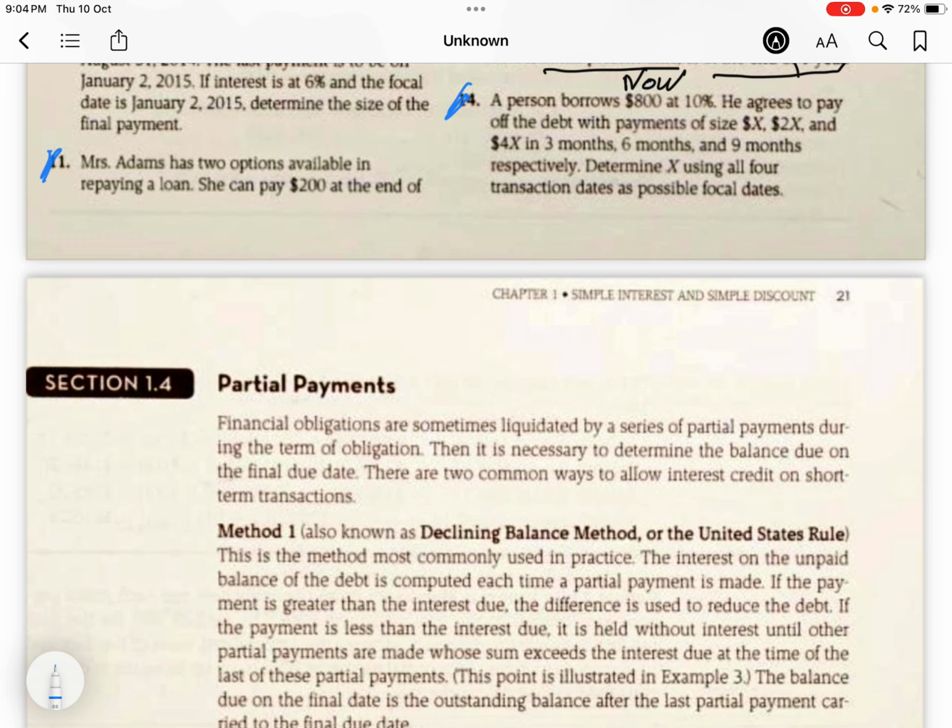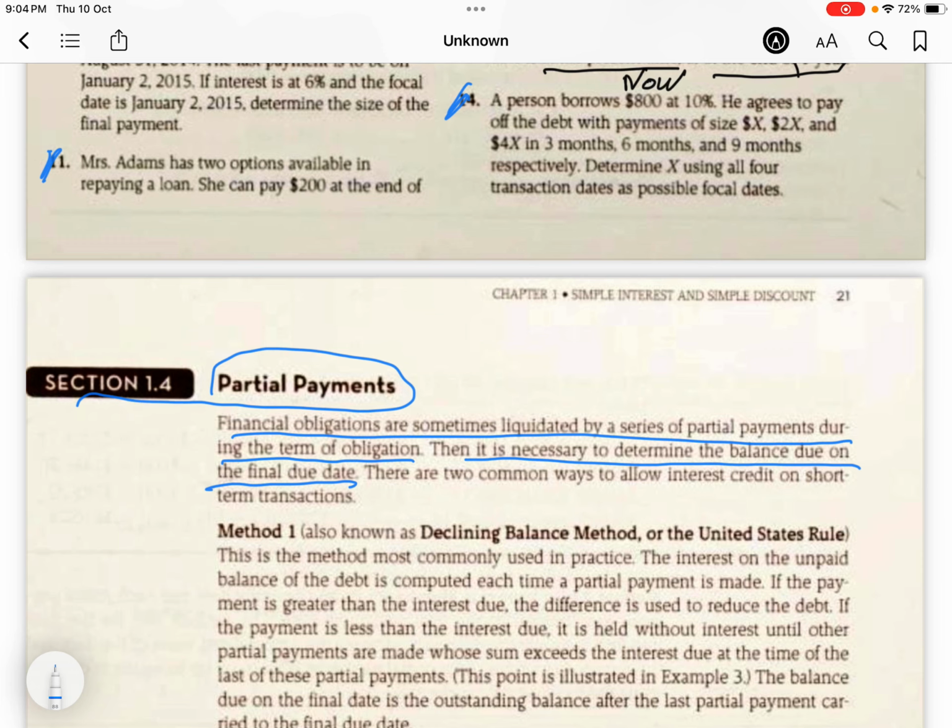Today we will begin this video with section 1.4, partial payments. Financial obligations are sometimes liquidated by a series of partial payments during the term of the obligation. Then it is necessary to determine the balance due on the final due date.